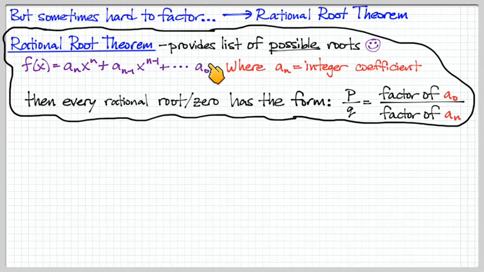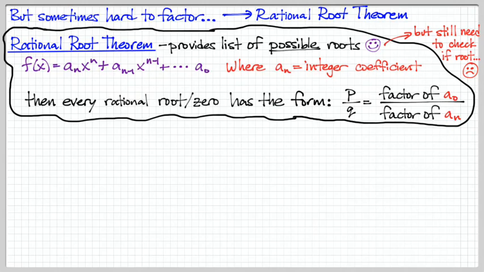So what it is saying is, if we have this polynomial where these are all integer coefficients, we know that the possible root will have the form p divided by q, where p is a factor of the constant term at the end, and q is a factor of the leading coefficient.